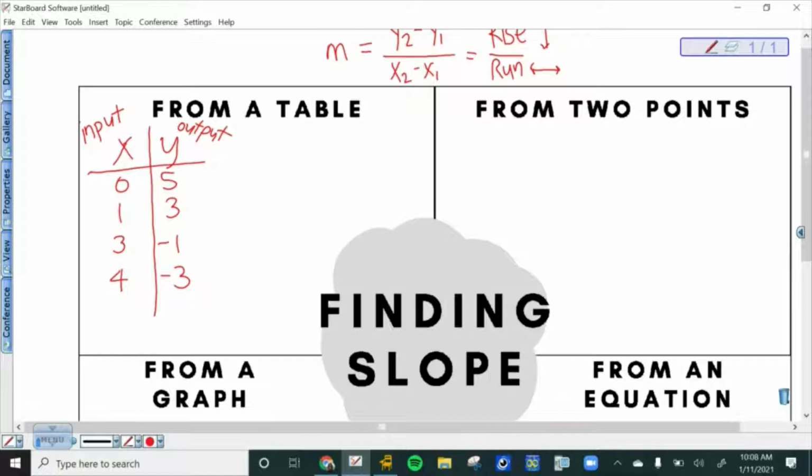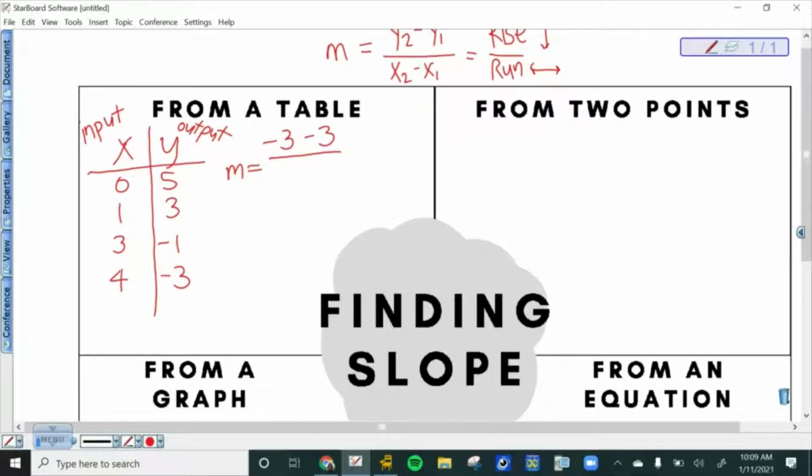In order to find the slope from the table, we need to just use our formula. So we need to find the difference between two y values and then divide that by the difference between two corresponding x values. Okay, so what I'm going to do is pick -3 and 3 as my two y values. So in my numerator, I write -3 minus 3.